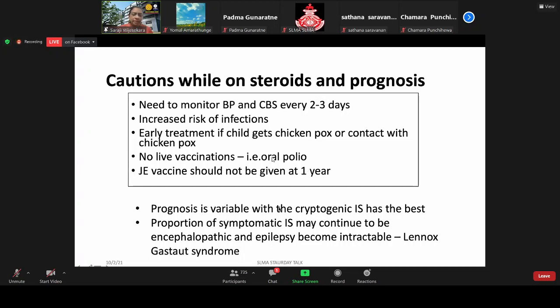And prognosis-wise, it's variable. The cryptogenic infantile spasms obviously has the best prognosis, and in the symptomatic infantile spasms, a proportion may continue to be encephalopathic and have seizures continuously, and they may become intractable. And this is where the Lennox-Gastaut syndrome comes into place. That is like a graduation from the infantile spasms, the worst scenario. So I'm not going to discuss that because for the undergraduates, I don't think it's very relevant, and it's a very specialized management anyway.